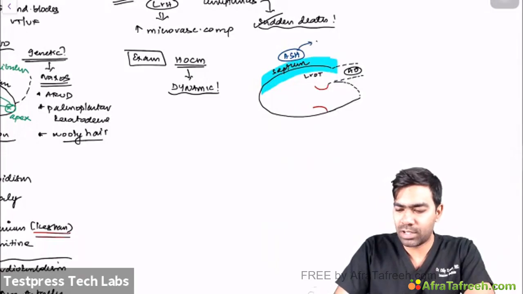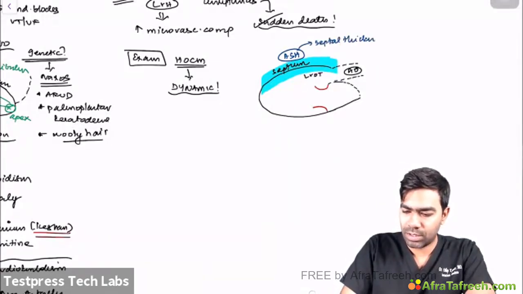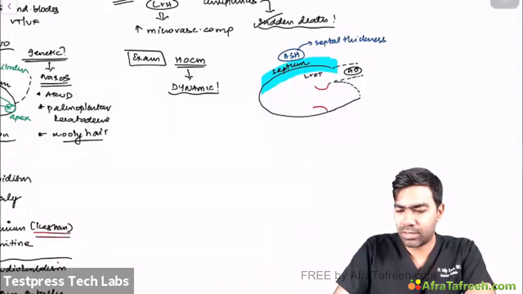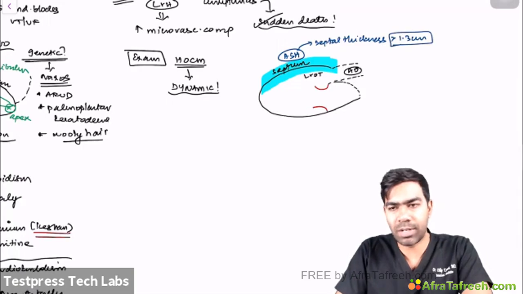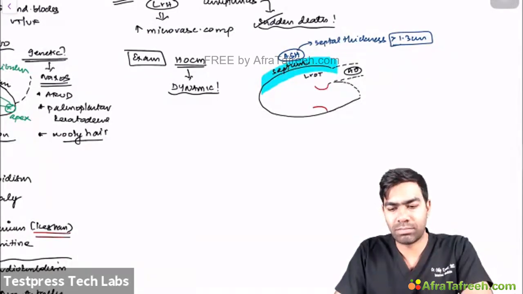By definition, the septal thickness will be at least more than 1.3 centimeter or more than 13 millimeter. This is a characteristic feature of HOCM and any HCM. Asymmetric septal hypertrophy is really important.